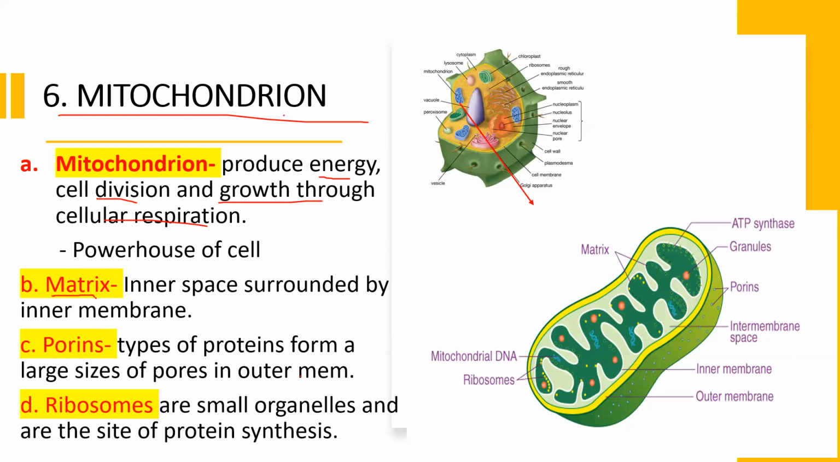Wherein the inner space surrounded by the inner membrane is called the matrix. The processes of the matrix are replication, repair, recombination, and transcription. So the responsibility of the matrix is to replicate, to repair the cells, to recombine the cell, and there is also a process of transcription. Okay, so another one is the porins.